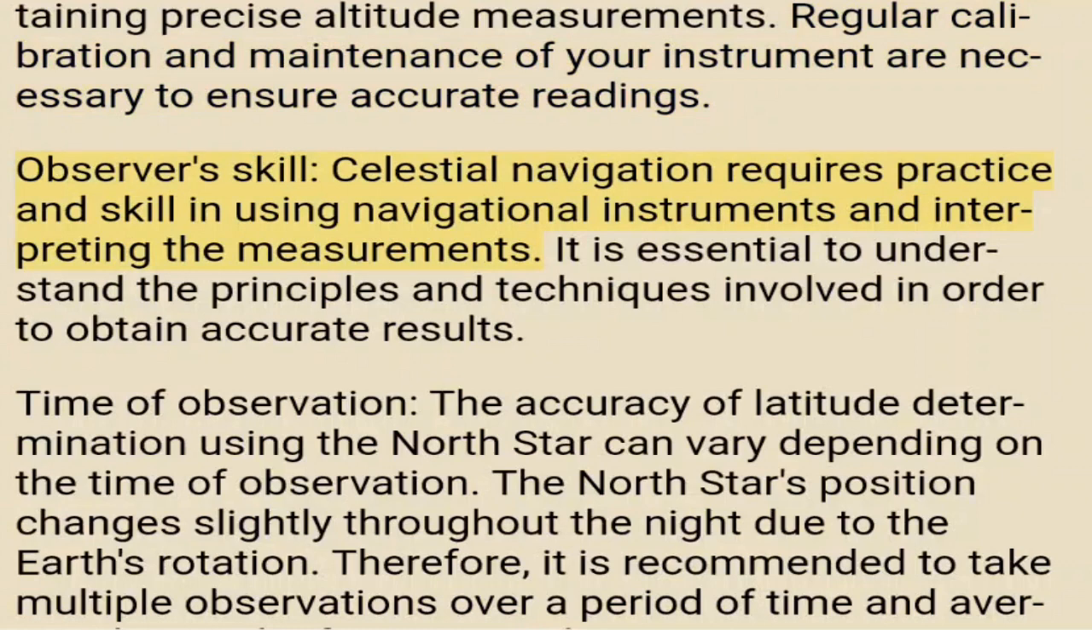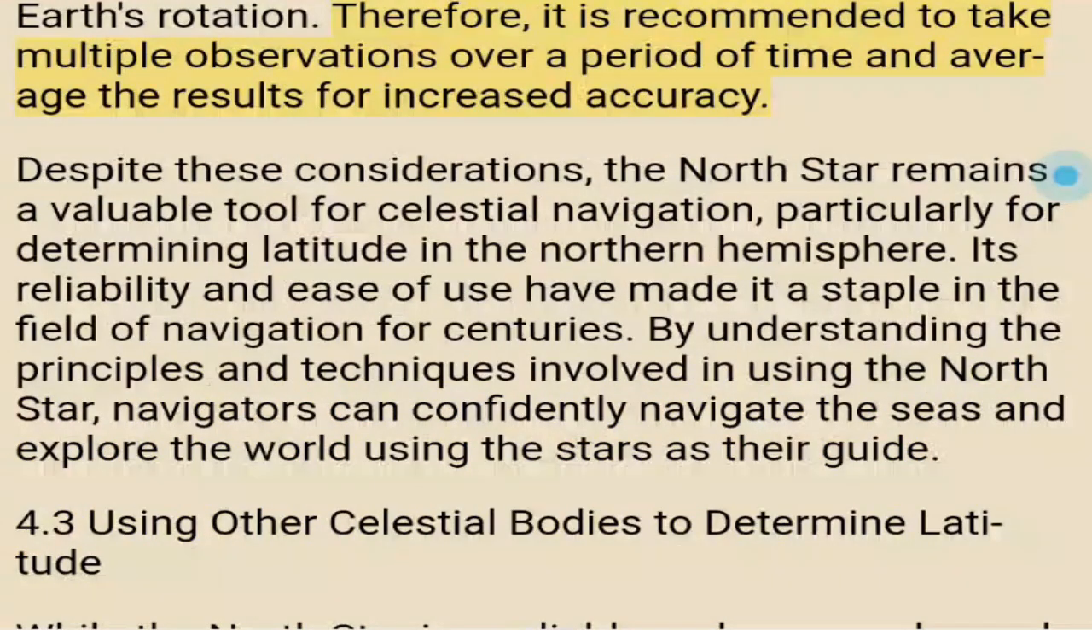Observer's skill. Celestial navigation requires practice and skill in using navigational instruments and interpreting the measurements. It is essential to understand the principles and techniques involved in order to obtain accurate results. Time of observation. The accuracy of latitude determination using the North Star can vary depending on the time of observation. The North Star's position changes slightly throughout the night due to the Earth's rotation. Therefore, it is recommended to take multiple observations over a period of time and average the results for increased accuracy.